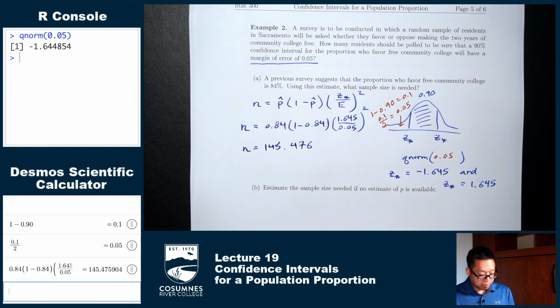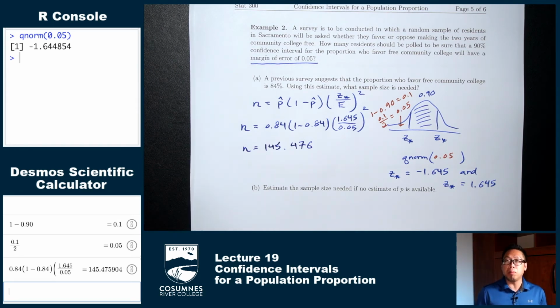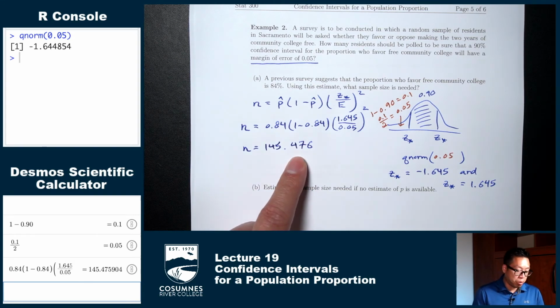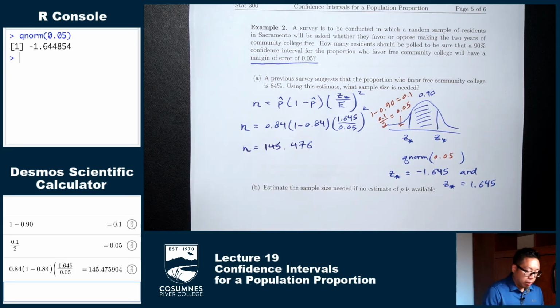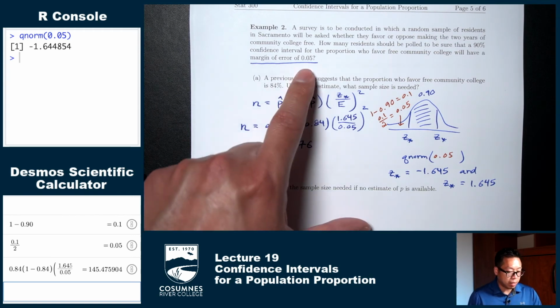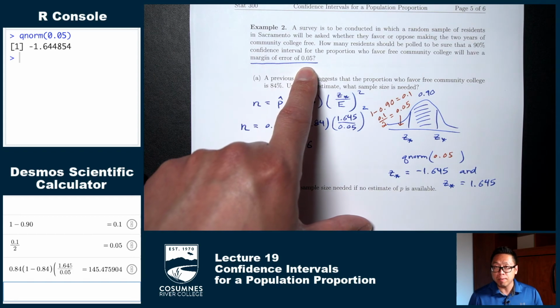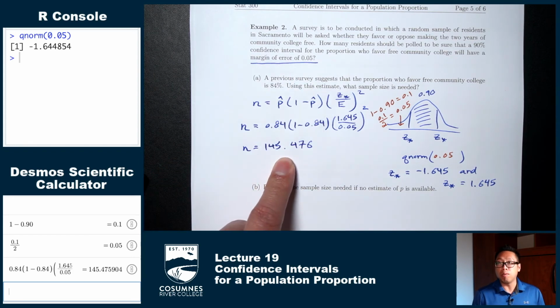We're not done because I'm looking for a sample size. So in other words, I'm looking for how many people to include in my sample. It doesn't make sense to have decimals. It doesn't make sense to have 0.476 people. So the question is, how do we round? So we're not going to round the usual way. And here's why. 145.476 is the sample size that will get us exactly a margin of error of 0.05. If I round the usual way, this would round to 145.